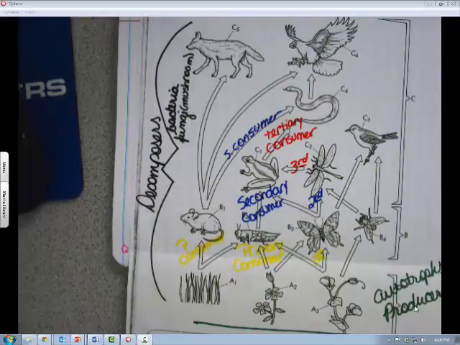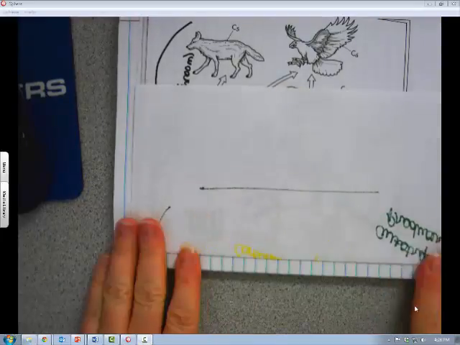Okay, so that's going to go into your notebook too. Fold that up here so you have your title visible right here.